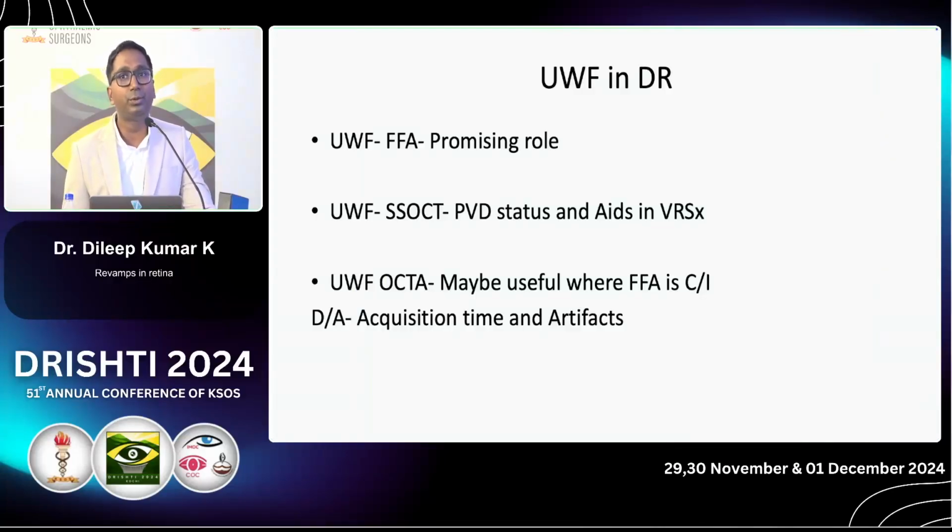How do we put this into clinical practice? So ultra-wide field fluorescein angiography has a promising role, and it picks up more non-perfusion area and peripheral neovascularization and helps in grading of DR even more compared to a traditional FFA. OCT helps us to assess the PVD status and the plane of dissection in VR surgery. OCTA, still, in ultra-wide field has not matched up to that role because of its acquisition time and the artifacts associated with it.